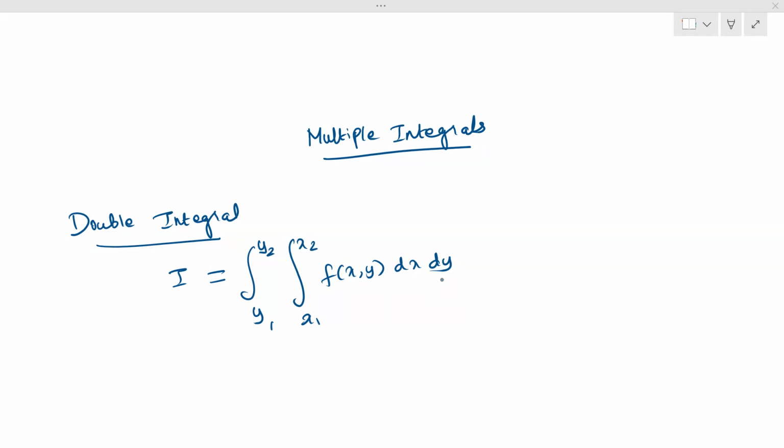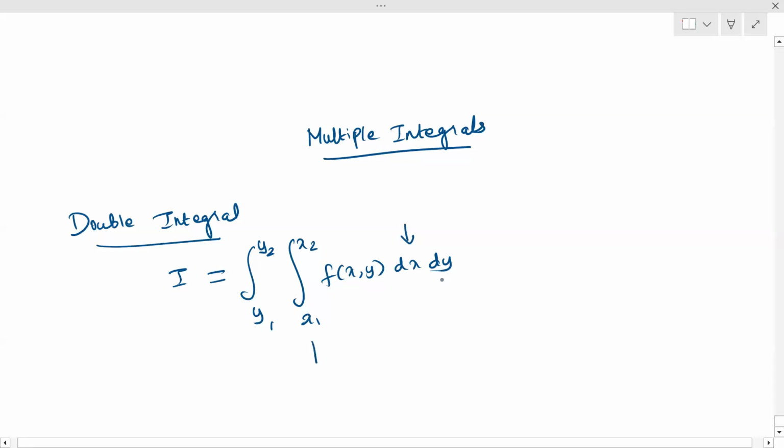Here we are going to study about the multiple integrals. In the multiple integral, first we see the double integral. What do you mean by double integral? Already you are all familiar with the single integration. In the double integration, we are having integration with respect to two variables. First, we have to do integration with respect to x.